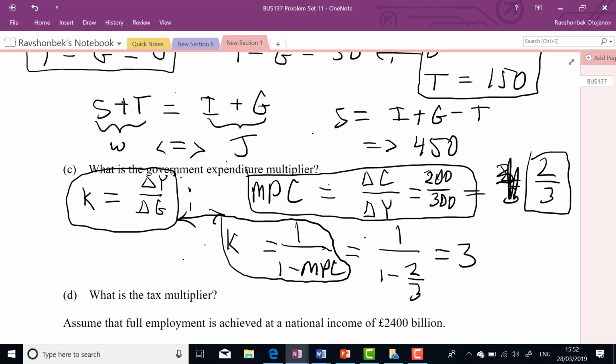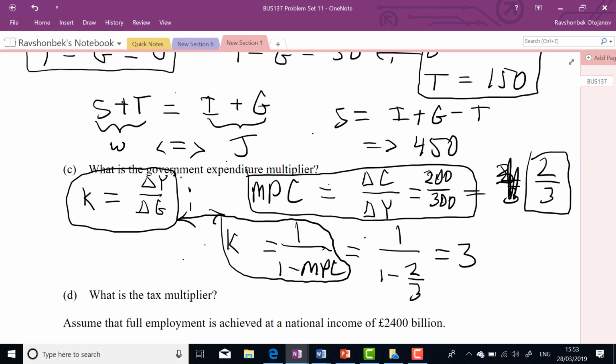What's the interpretation of 3? Basically, we achieve 3 times more income by injecting just 200 pounds. Our income will increase by 600 pounds in this case, 600 billion.